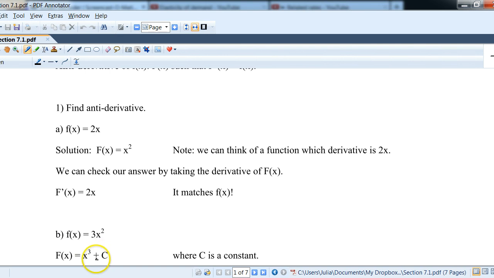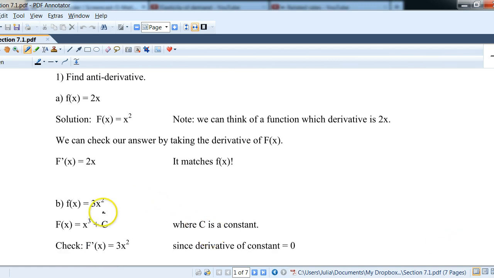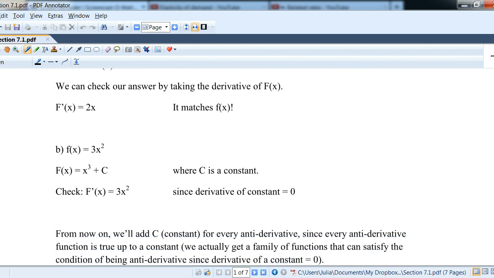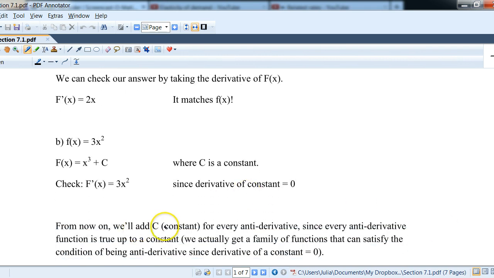But if you think about it, we can also add, let's say, plus 5 or minus 1. You can add any constant. Why is that? When you take the derivative to check, the derivative of x cubed is 3x squared, but the constant would be gone. So antiderivatives are usually true up to a constant. You will see a lot of these plus a constant around, because the derivative of a constant is 0. From now on, we will be adding a constant. We'll call it c. Again, it could be any constant: plus 5, minus 1, plus 21, and so on.